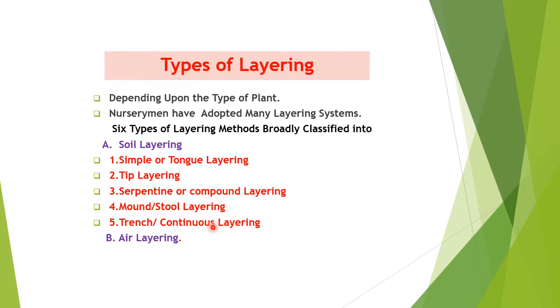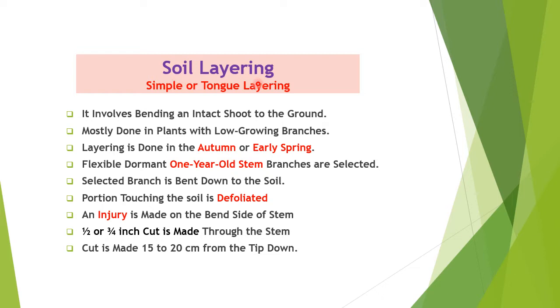Let us discuss them one by one. First of all, what is simple layering? Simple layering is also called tongue layering. It involves bending an intact shoot to the ground. From a parent plant, you are taking the lower shoots especially and you are bending them within the soil, and it is done in plants which usually have low growing branches. Mostly shrubs are preferred for this type of layering.